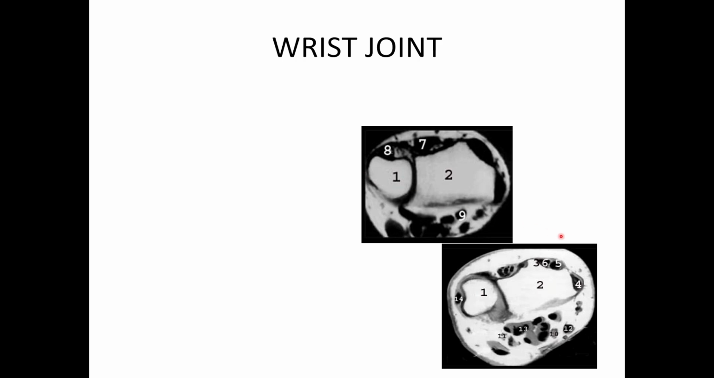Here is another wrist joint, the MRI modality, axial view. 1 we have the ulna, 2 we have the radius. Here is the same, 1 we have the ulna, 2 we have the radius. 3 we have the Lister tubercle. 4 we have the extensor pollicis longus and the abductor pollicis brevis.